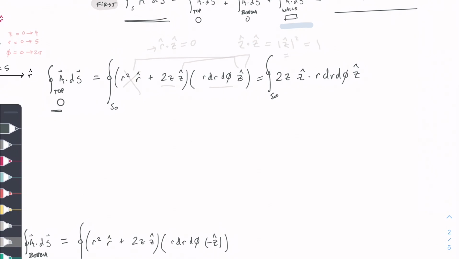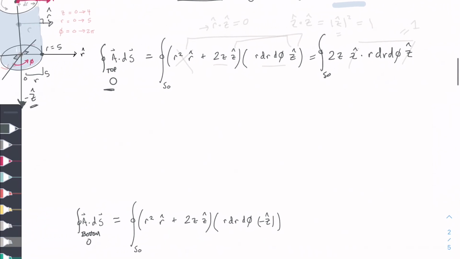We're doing this from the top. So these are going to become 1 when we dot them with each other, so we can take them out of the expression. And we are left with, I'm going to pull this 2z to the outside because we don't have a dz. We just have dr and d phi.